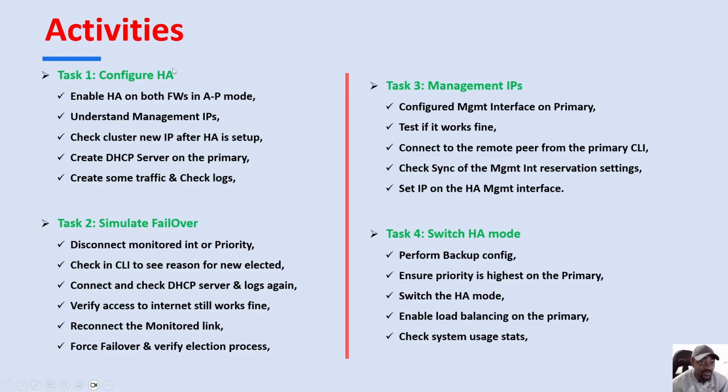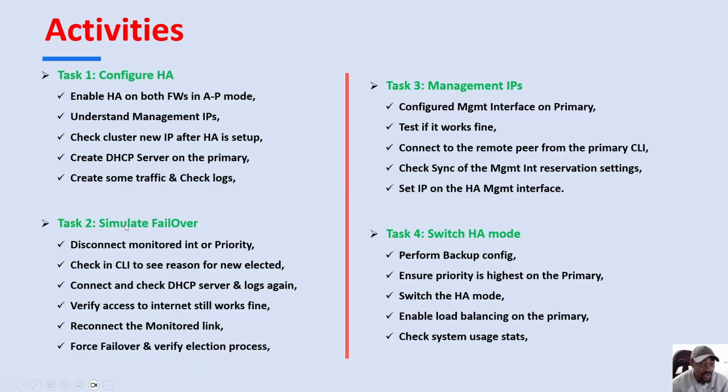We are going to start with task 1, which is configuring the high availability. On each FortiGate device, we are going to configure active passive mode. We'll see what management interfaces are. When you configure your FortiGate devices, the cluster that comes out of combining the two devices will get a new IP address from which you will access the HA cluster. The management interfaces for each FortiGate device will be configured afterward in task 3. We'll talk about this during the implementation.